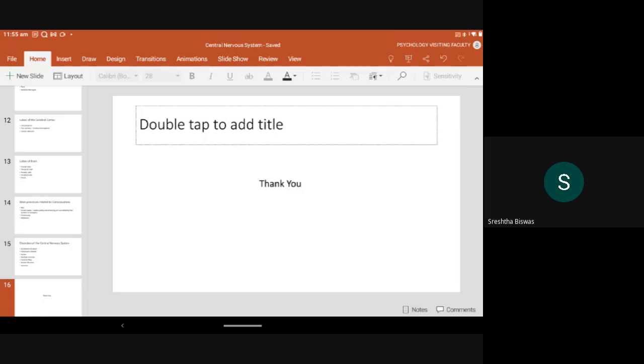There are some other books like C.C. Chatterjee. It is a medical book. From there, you can study the structures and functions of the brain and spinal cord. Okay, ma'am. Thank you so much. Now tell me if there is any question.